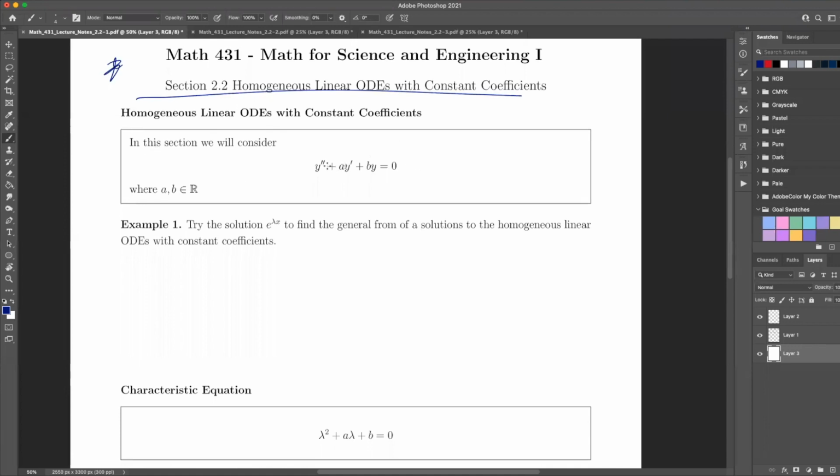So in this section, we're going to only consider y double prime plus a y prime plus b y equal to 0, where a and b are constants. And in order to do this, we're going to try out a solution of y equal e to the lambda x. We're just going to try the solution. By trying the solution, we find our solutions.